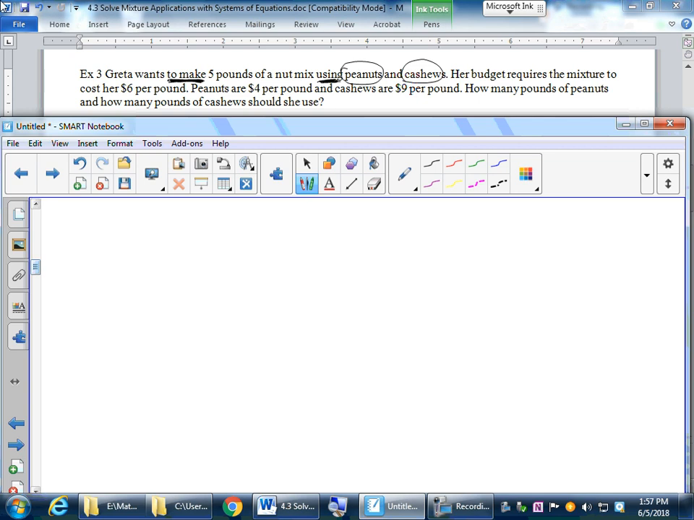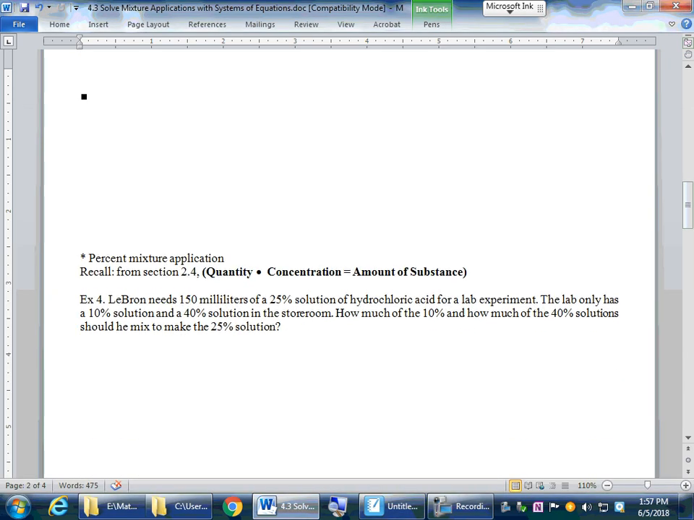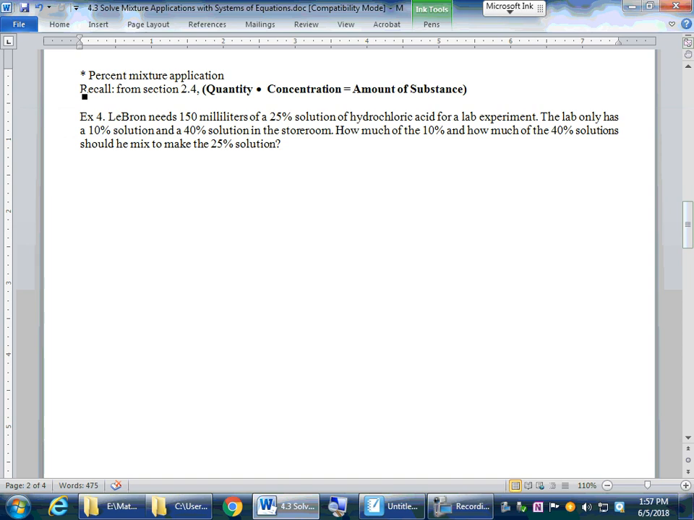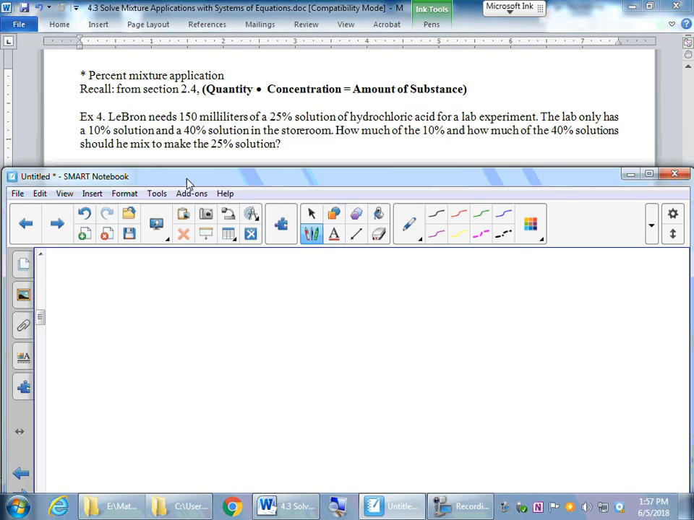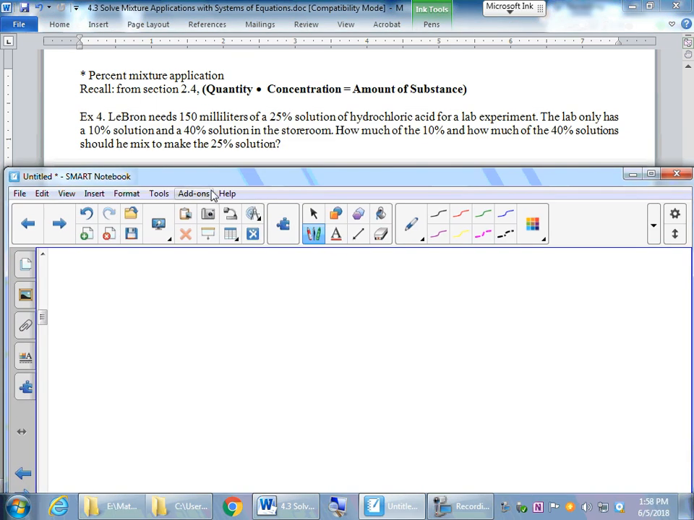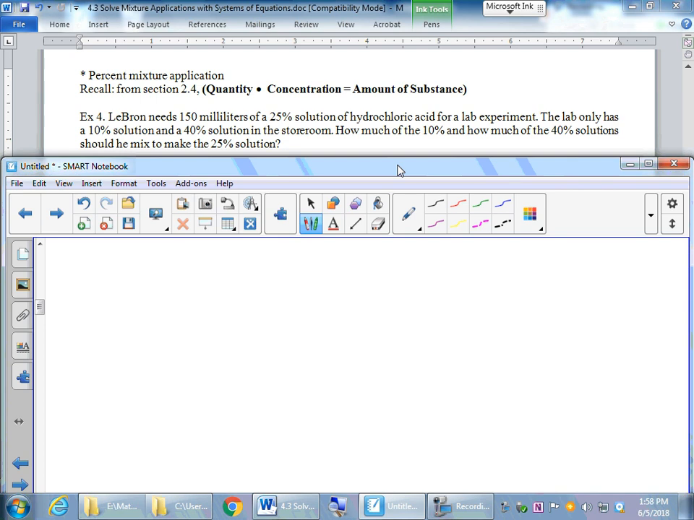Now we're going to move into the percent mixture, right? The value mixture is done, so we're going to move into the percent mixture. The percent mixture is using the same formula, right? Concentration times the quantity equal to the amount of the substance that you get. So example 4.